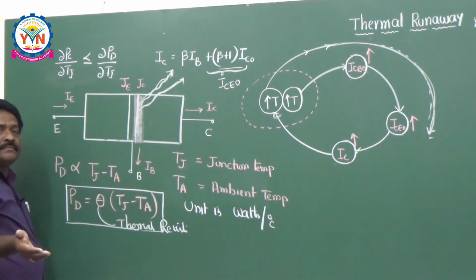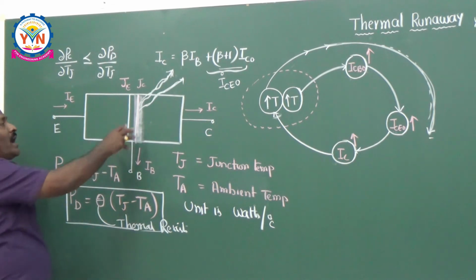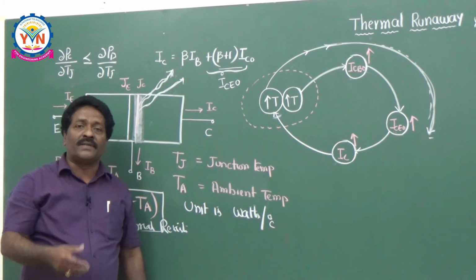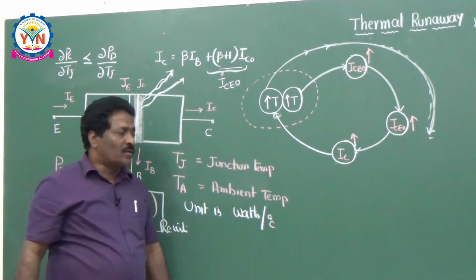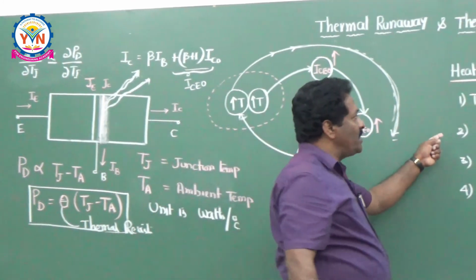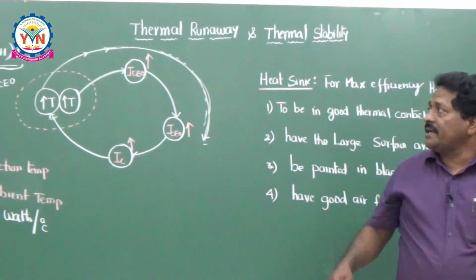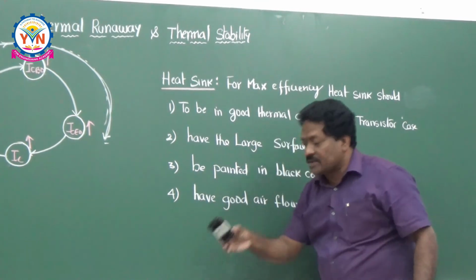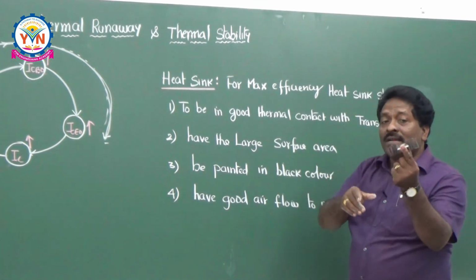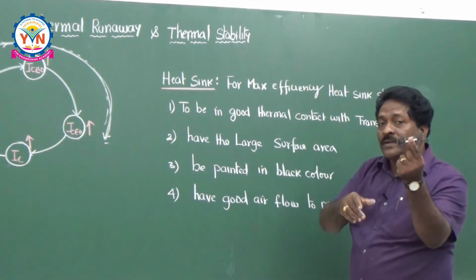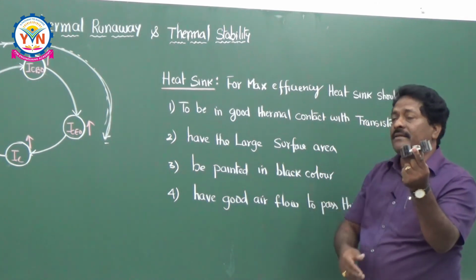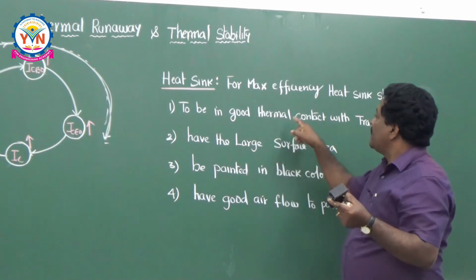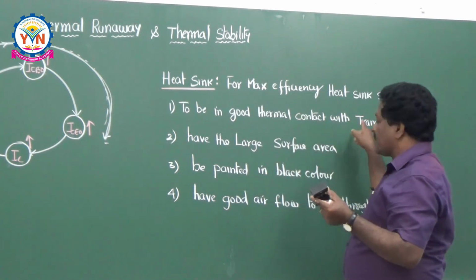One more thing is, you have to protect this transistor by using some mechanism, that is nothing but the heat sink, that I have explained. So, a heat sink is nothing but a metallic sheet, the metallic sheet I have just shown you. And what are the things that are required for better usage of this heat sink? The very first one is, for maximum efficiency, it should be in good thermal contact with the transistor.